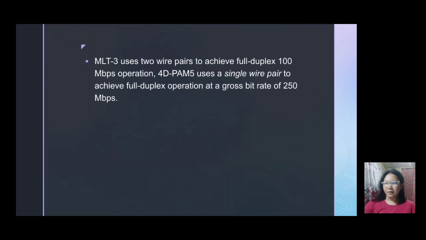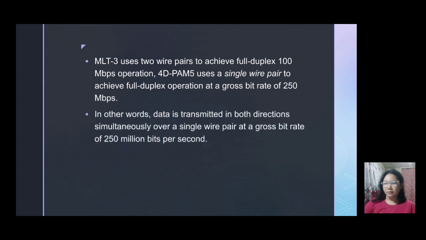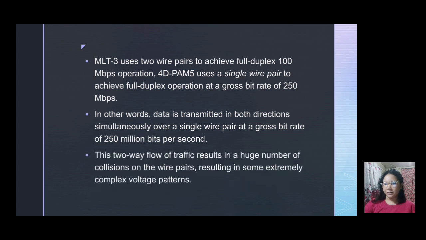MLT3 uses 2 wire pairs to achieve a full duplex 100 Mbps operation, while the 4D-PAM5 uses a single wire pair to achieve a full duplex operation at a gross bit rate of 250 Mbps. In other words, data is transmitted in both directions simultaneously over a single wire pair at a gross bit rate of 250 million bits per second. This two-way flow of traffic results in a huge amount of collisions on wire pairs, resulting in some extremely complex voltage patterns.